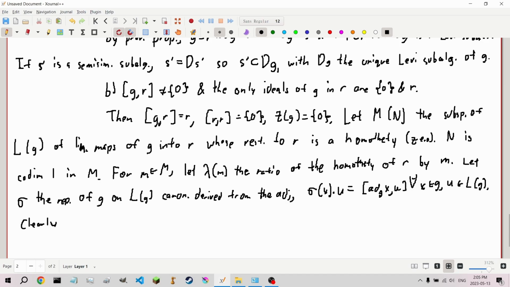Some House of Leaves stuff going on in the book here. This is scary. So clearly, sigma x acting on M is within N for all x in G.